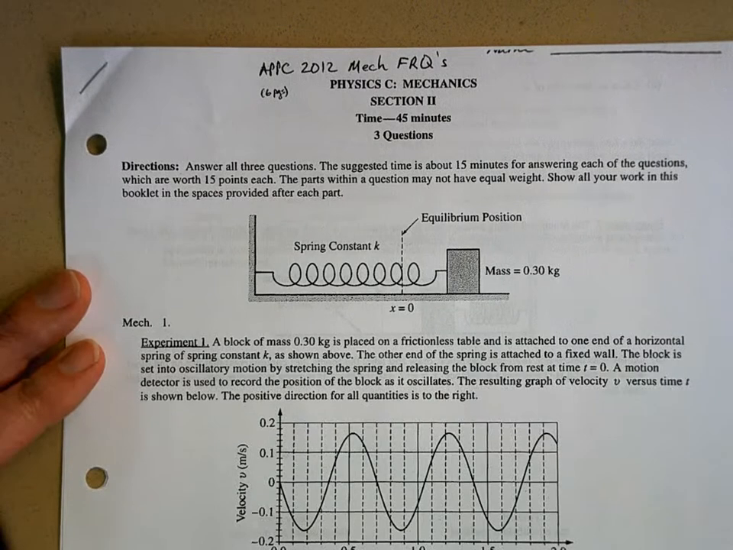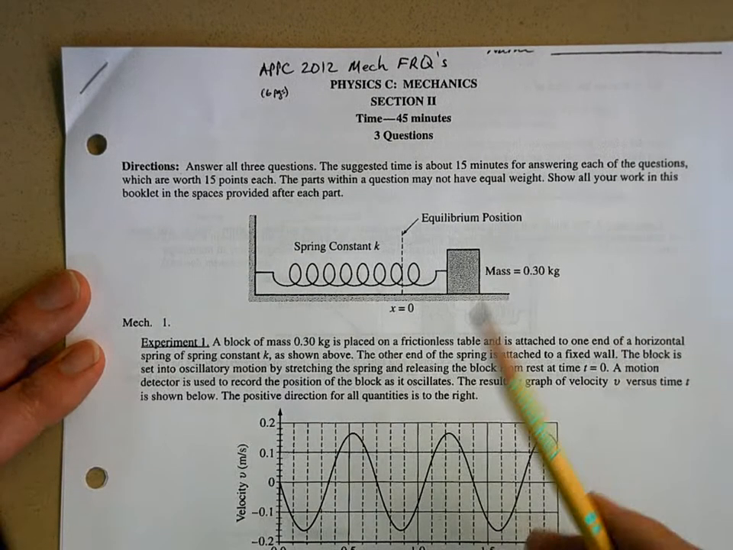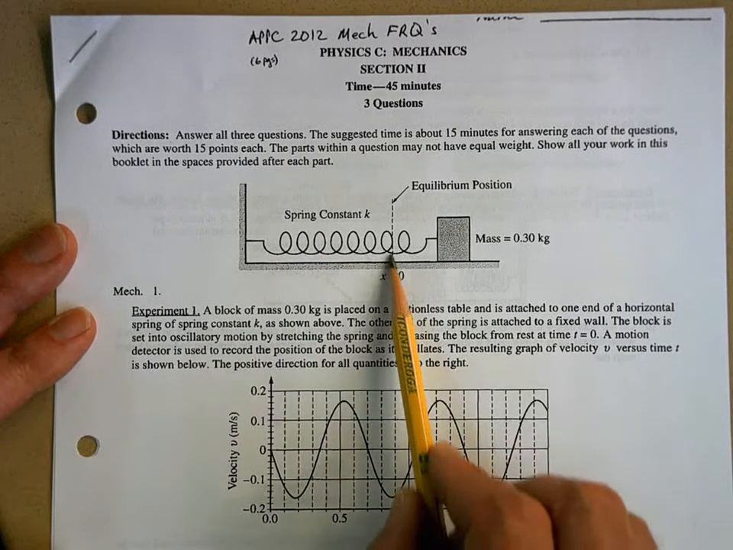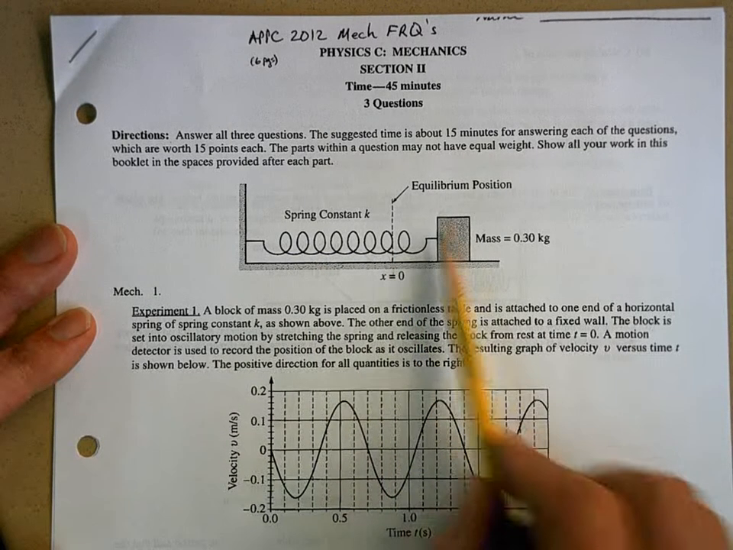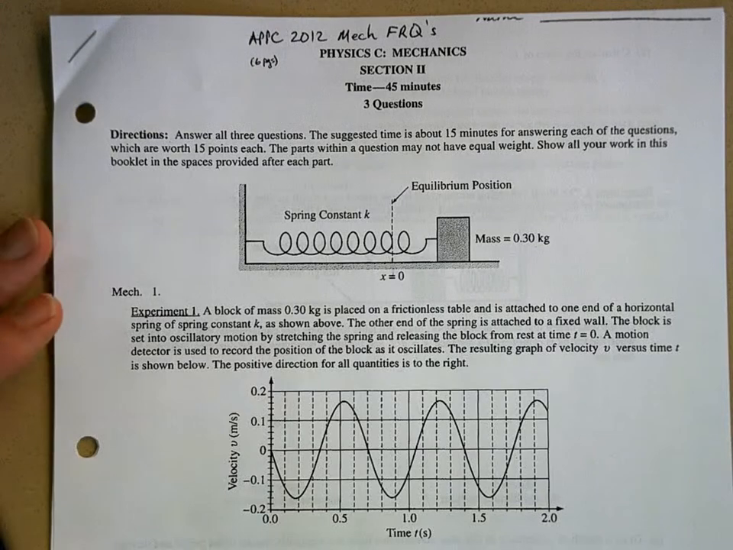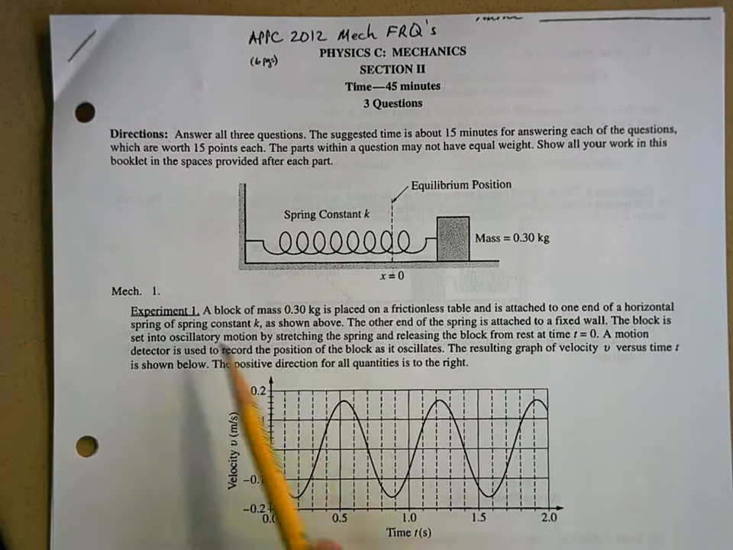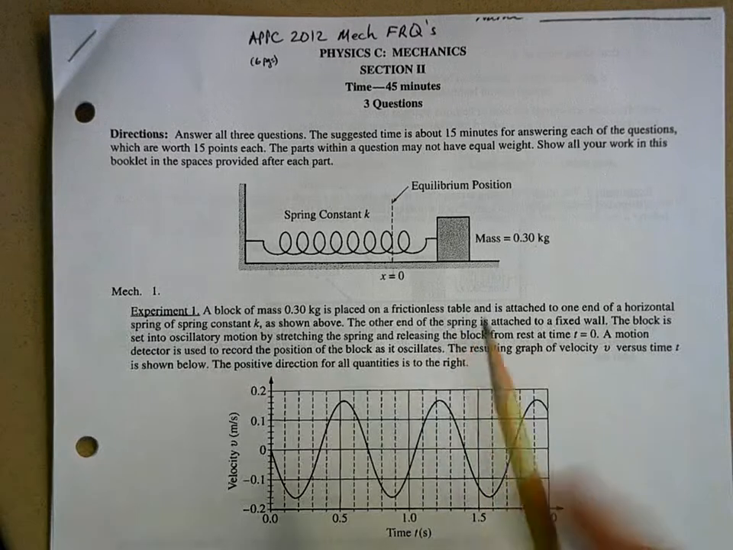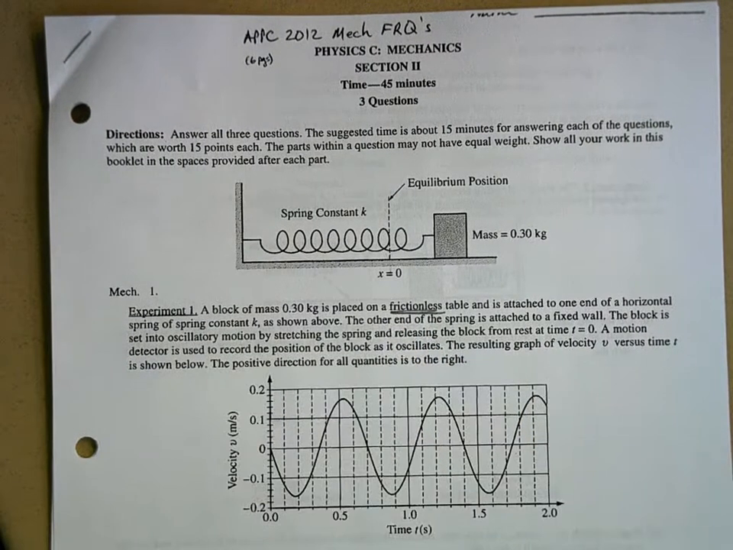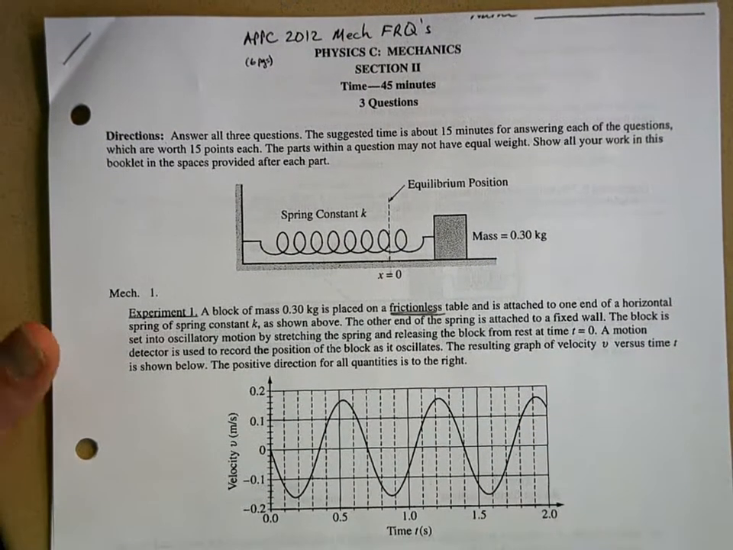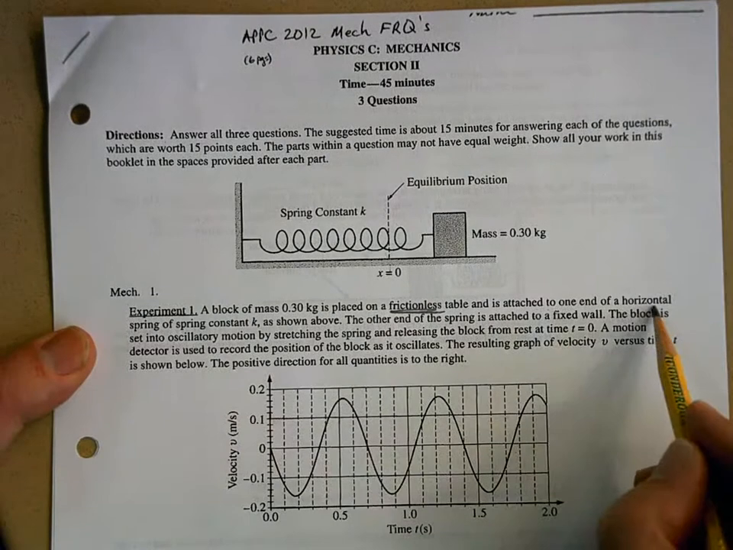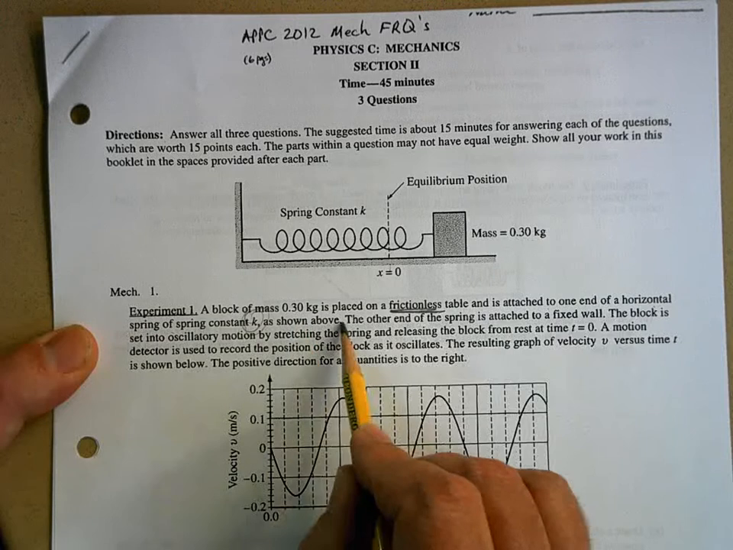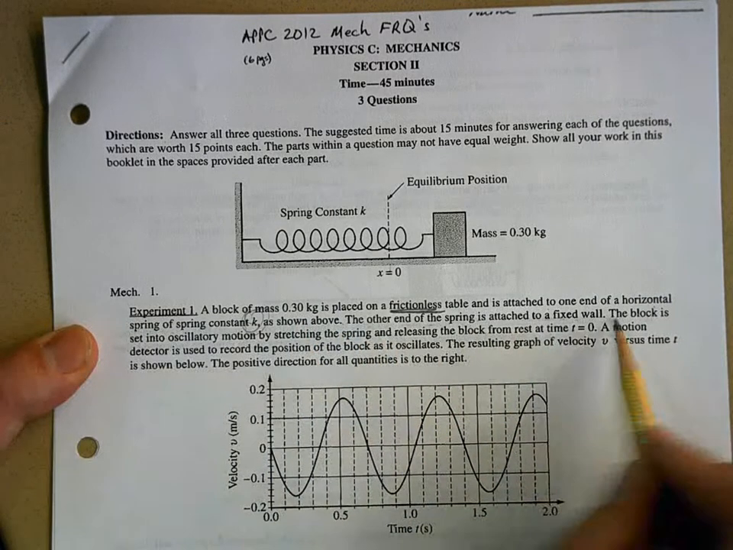We've got an experiment here, and we've got a spring constant K. Here's the equilibrium position, and it's got 0.3 kilograms as the mass. It says a block of mass 0.3 kilograms is placed on a frictionless table. Ooh, frictionless. I'm going to underline that when I'm taking the test. The block is attached to one end of a horizontal spring of spring constant K as shown above. The other end of the spring is attached to a fixed wall.